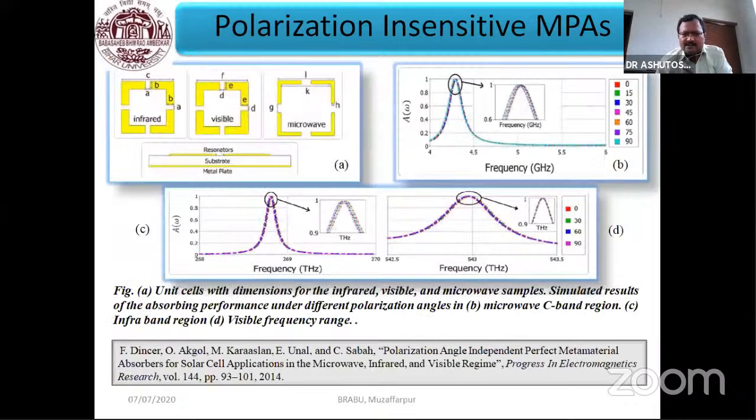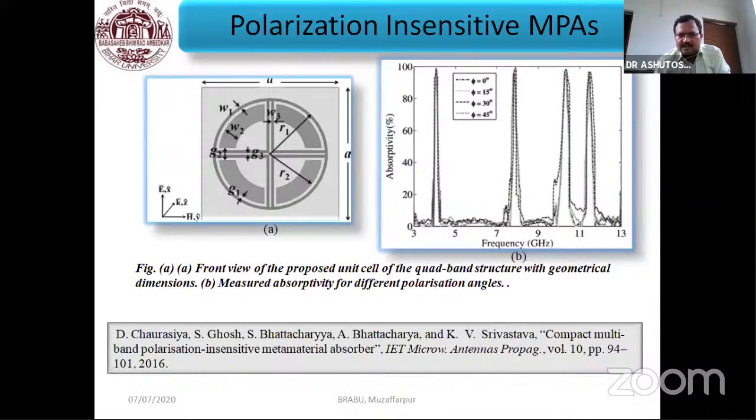This is one structure I wanted to show: you can see there are three split ring resonators. One is in the microwave region, another is in the visible region, and the other is in the infrared region. By just scaling the structure, the structure is the same. By scaling the dimensions, we can make it operational in different frequency regimes. These are some structures.